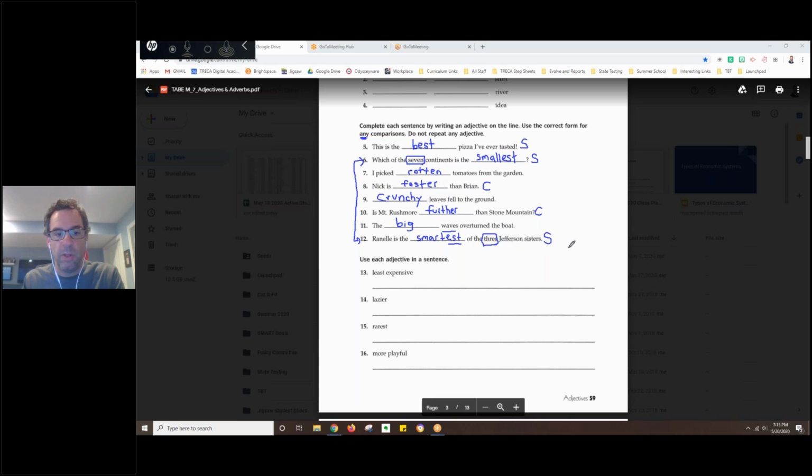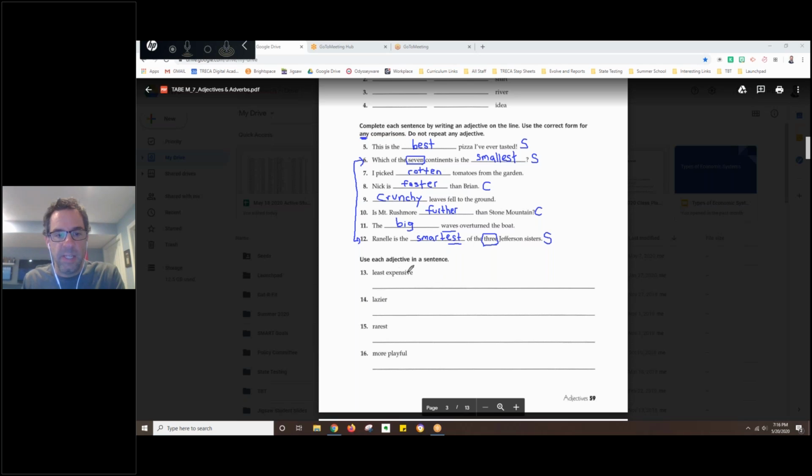So we're doing superlative. Rennell is the fastest of the 3 Jefferson sisters. Rennell is the quietest of the 3 Jefferson sisters. See, you're going to be using the superlative form. So when you're going through adjectives, you want to try to think about how many nouns it is comparing. If it's 2, you're going to do comparative. If it's 3 or more, you'll do superlative.